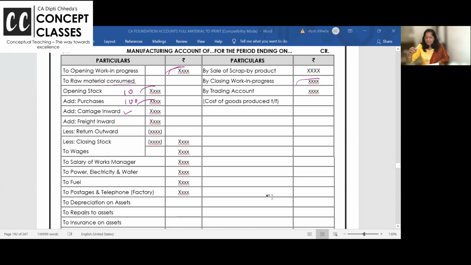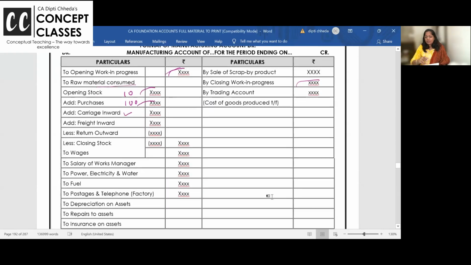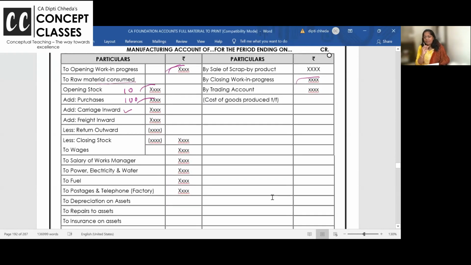Yes, here. Let me tell you, the manufacturing account is also asked for 5 marks problem. So say 10 bags of peanuts you have, 100 more you add, with all expenses and returns of raw material, and 20 bags are there in stock. 10 were there, 100 you added, 110, 20 are there. So how much is consumed? 90 bags. Very easy problems, I'll do tomorrow.